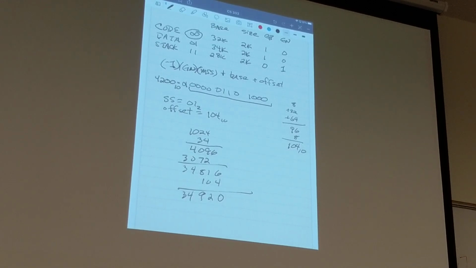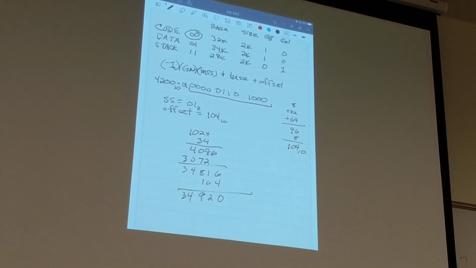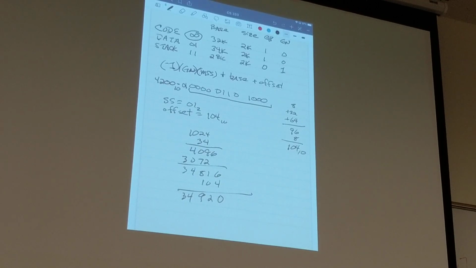Okay, so the maximum number we can have in n bits, because we start at 0, is 2 to the n minus 1, but the number of values is going to be 2 to the n. Okay? So if we have 11 bits, the maximum value is 2 to the 12 minus 1, but the number of entries is 2 to the 12.